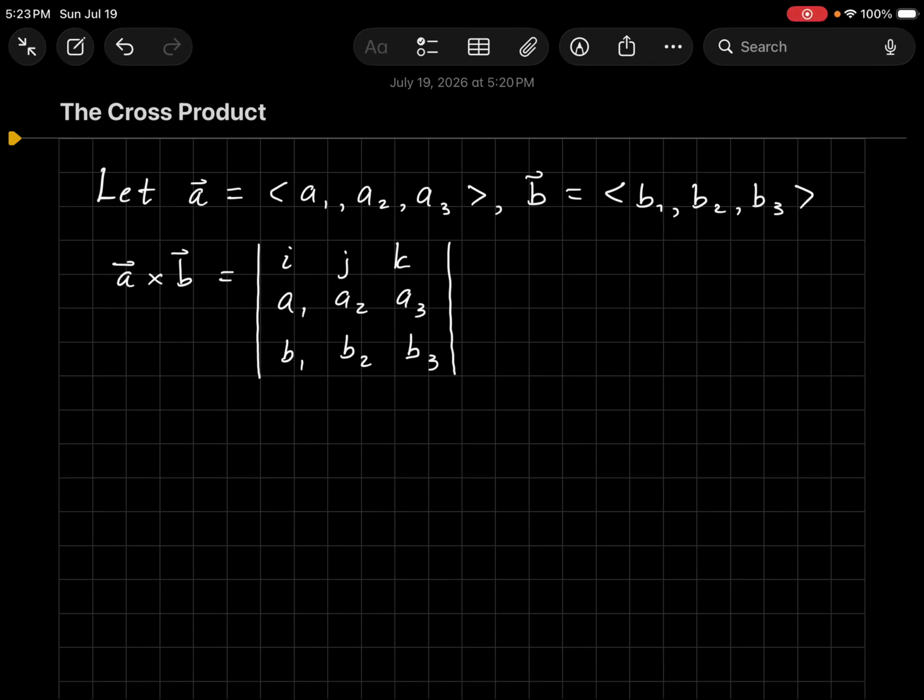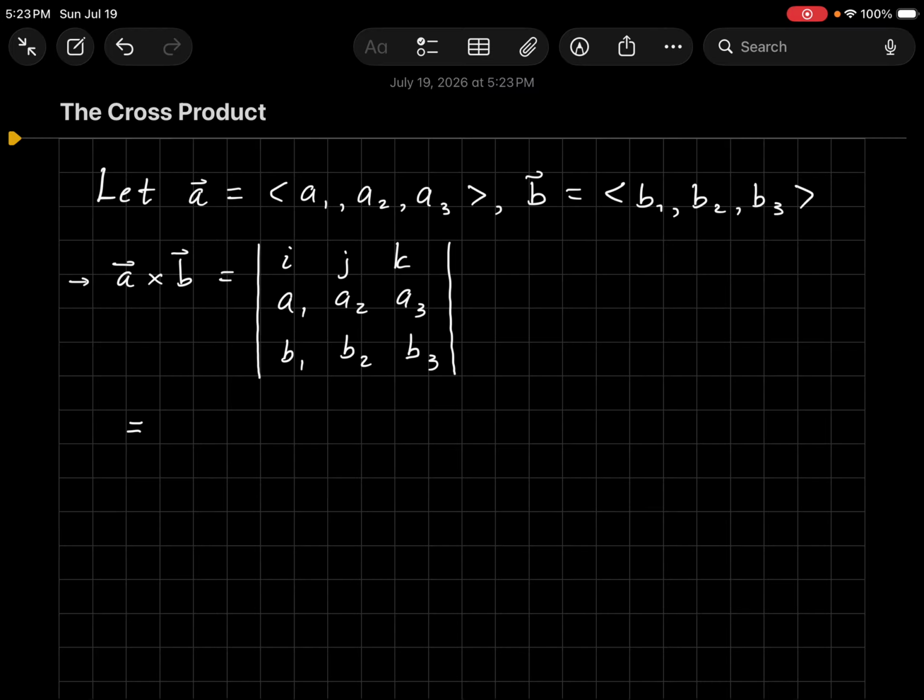The cross product. Let vector A equal a1, a2, a3, and vector B equal b1, b2, b3. Then the cross product, A cross B, is the determinant of the matrix with rows i, j, k; a1, a2, a3; b1, b2, b3. In case you haven't done determinants before, I'll show you how to do the determinant of this one.